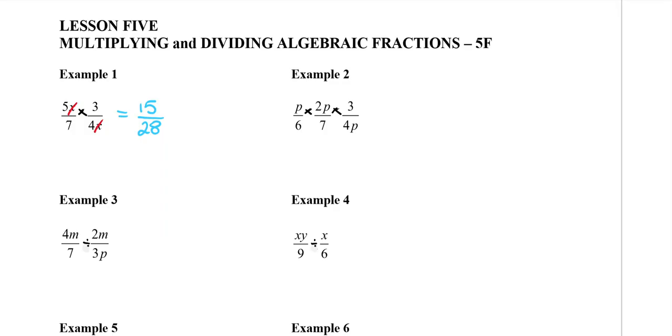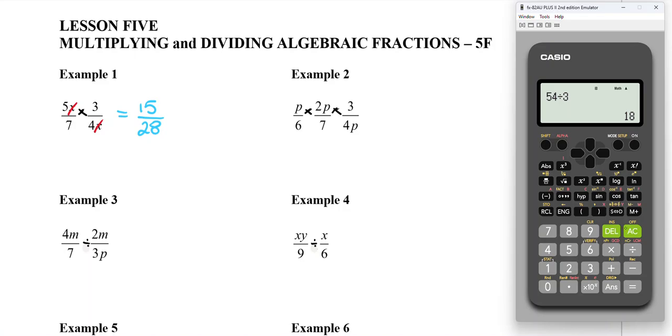To get full marks on a question like this, you need to show that you have cancelled things off as much as possible. However, you can check on your calculator to see if your answer is as simplified as possible. So if I type in 15 over 28, I press equals, it didn't simplify it down anymore. If it did simplify it down, that would mean that I probably should go back and look for more cancelling that I should have done from the beginning.